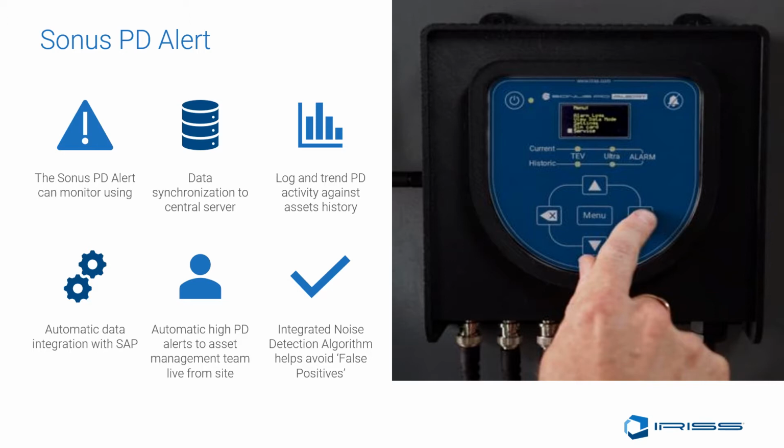The Sonos PD Alert can monitor using data synchronization to a central server, log and trend PD activities against asset history, automatic data integration with SAP, automatic high PD alerts to asset management teams live from the site, and integrated noise detection algorithms help to avoid false positives.